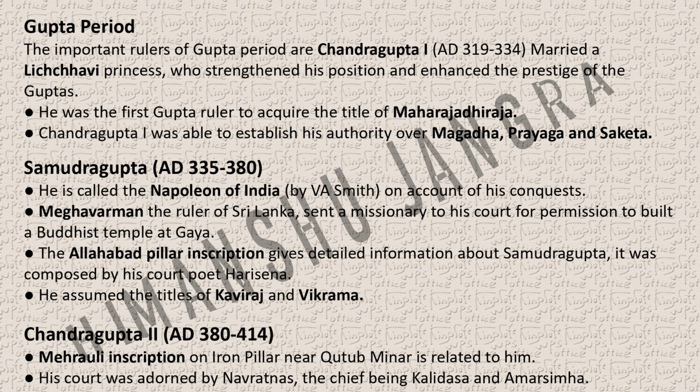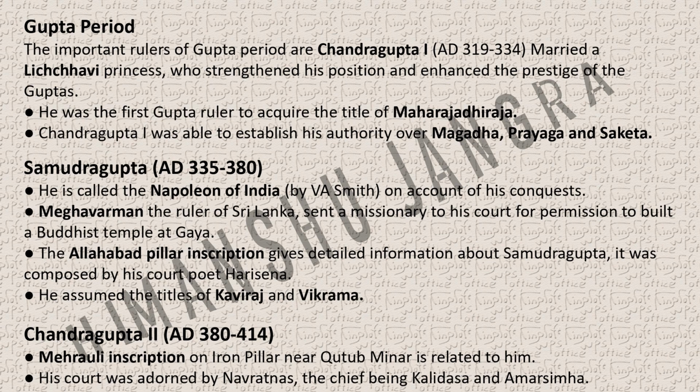Gupta period. The important rulers of the Gupta period are Chandragupta I, AD 319–334. He married a Lichchavi princess, who strengthened his position and enhanced the prestige of the Guptas. He was the first Gupta ruler to acquire the title of Maharaja. Chandragupta I was able to establish his authority over Magadha, Prayaga, and Saketa.